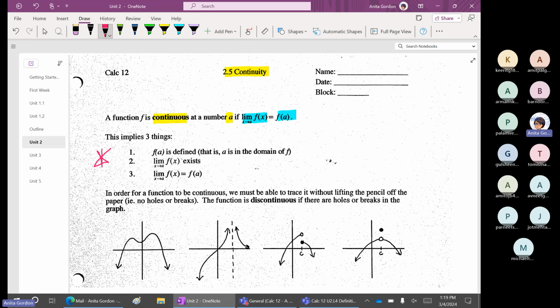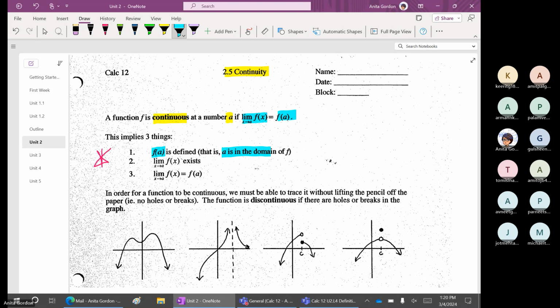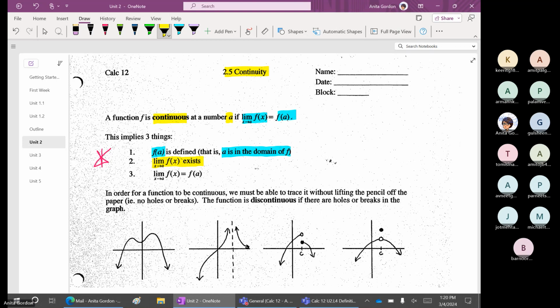If a function is continuous, then f(A) is defined and A is in the domain. It exists at that point. We can also say that the limit exists at that point from the left-hand side and from the right-hand side. Finally, the limit as x approaches A is equal to the function value f(A).